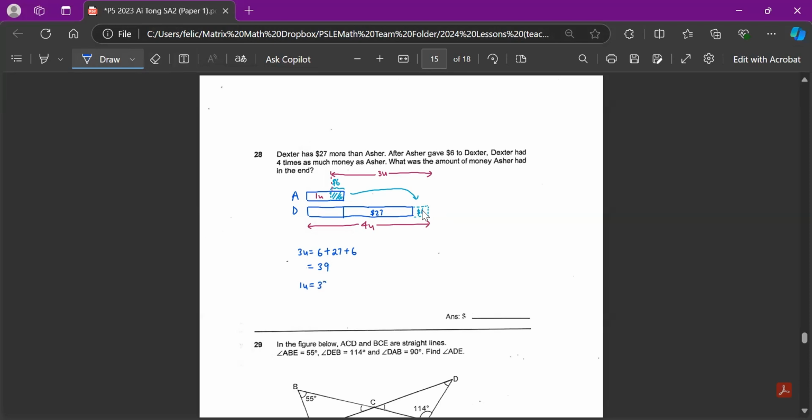So of course, remember to work out 1 unit. So they ask you what was the amount Asher had in the end. If you look at Asher in the end, it's actually just the 1 unit white color part. So actually there you go. You already have 1 unit, which is $13.